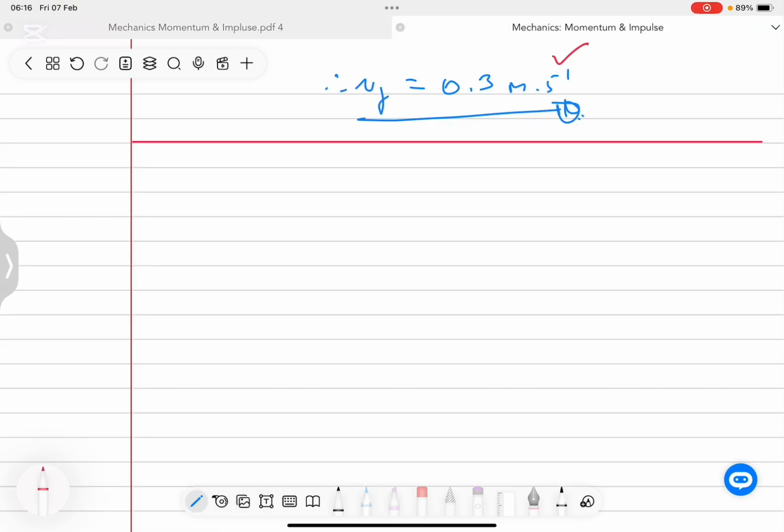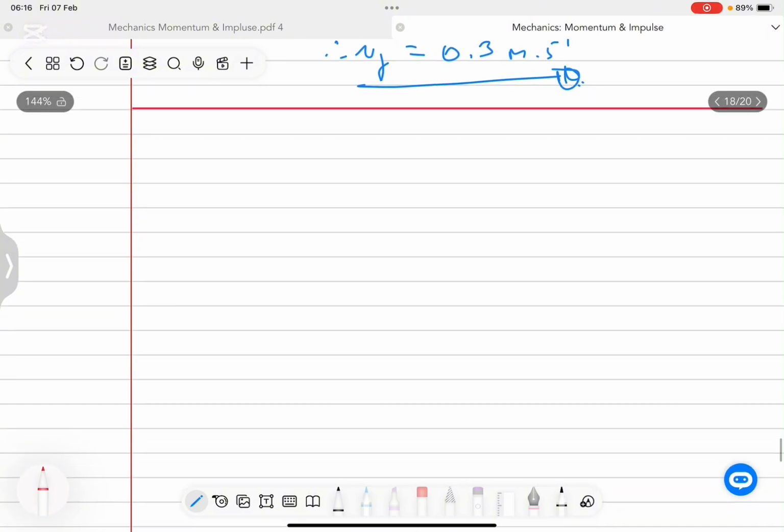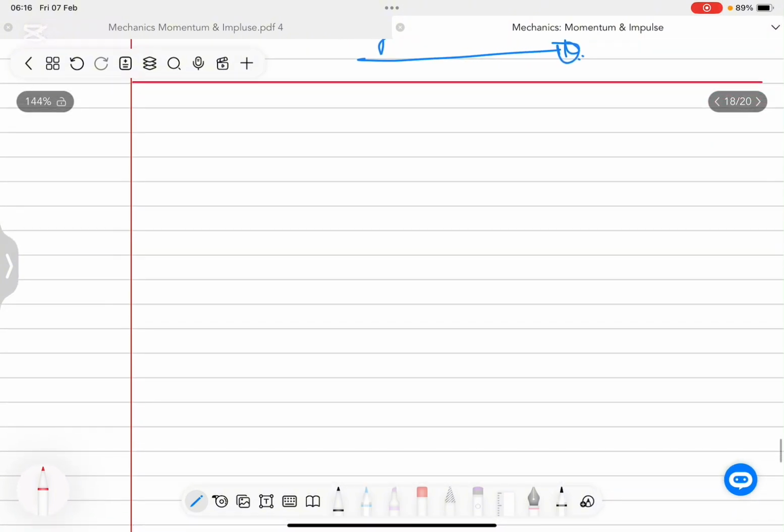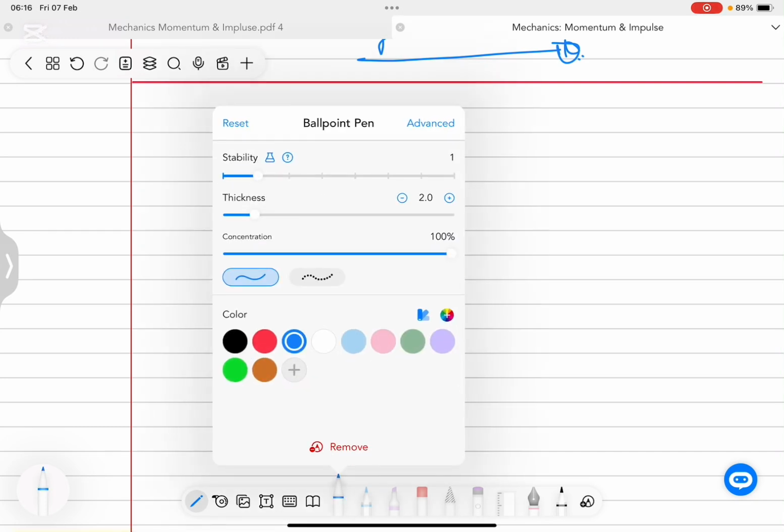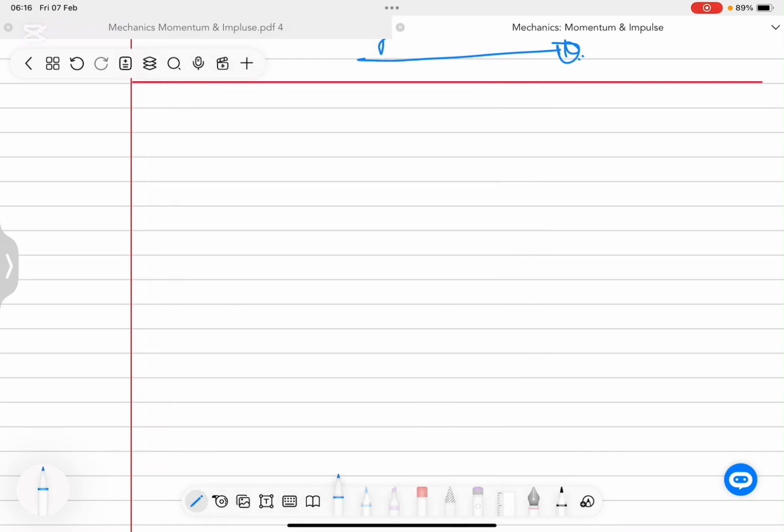Understanding these concepts will help us to be able to easily understand the types of collisions that we have. The first concept that I want us to look at is what we call kinetic energy.